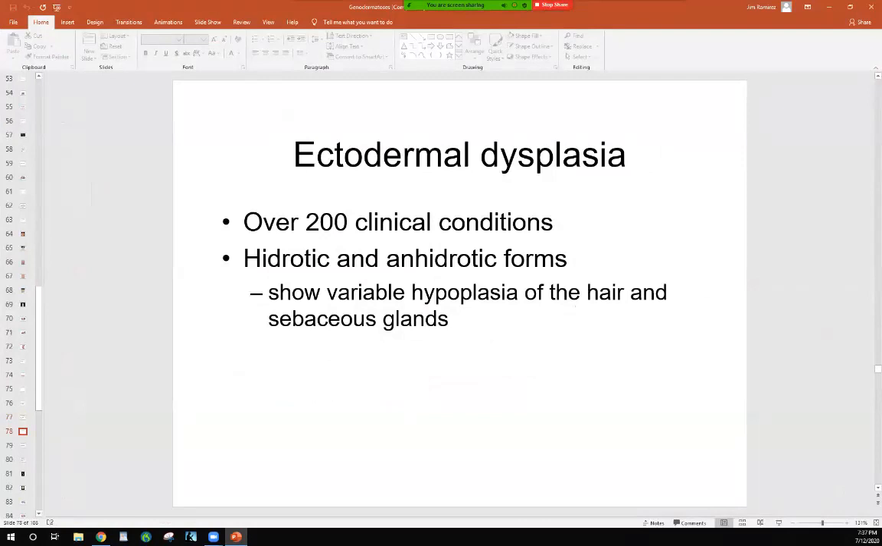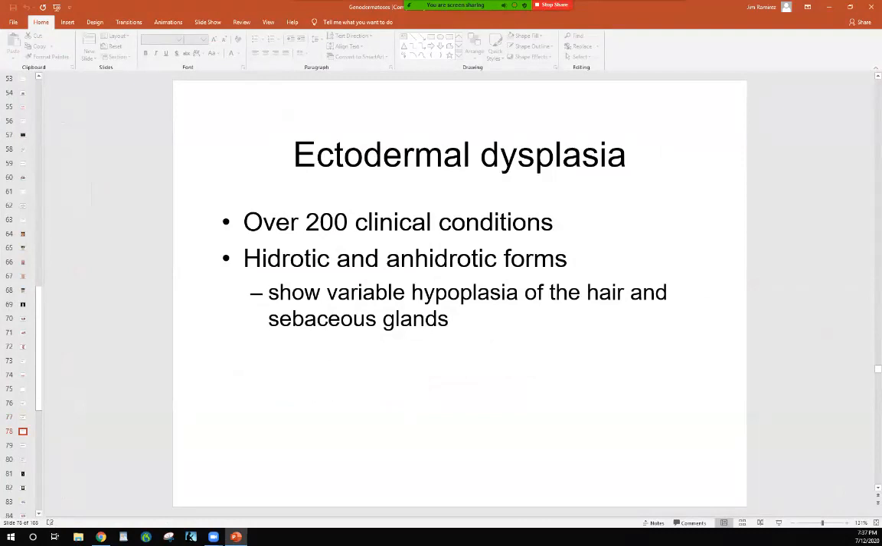Okay. So ectodermal dysplasia, I'm not going to talk too much about. There's 200 clinical conditions, which I'm very happy I don't need to know, but you probably need to know a lot of these, or maybe not all of them. Just know that the old way of distinguishing them was hydrotic and anhydrotic forms. I think that's kind of falling out of favor now.